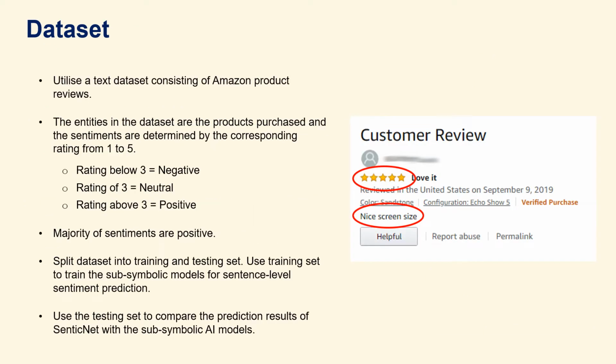So to achieve these objectives, we need a suitable data set. For our project, we need one that contains a variety of entities. So we have chosen a data set consisting of Amazon product reviews, where the entities are the products purchased and the sentiments are determined by the corresponding rating. We split the data set into a training set and a testing set. The sub-symbolic models will be trained on the training data, while SenticNet does not require any training. All three models will then be tested on the testing set.